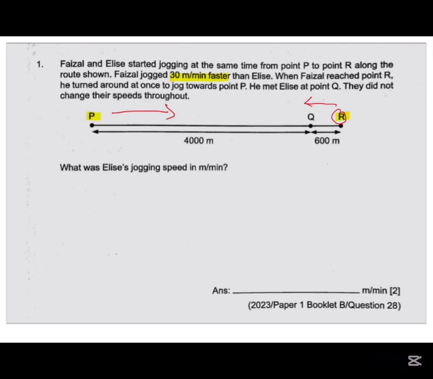So he then met Alice at point Q. Okay, so he met Alice here. So they did not change their speeds throughout. So what was Alice's jogging speed in meters per minute?